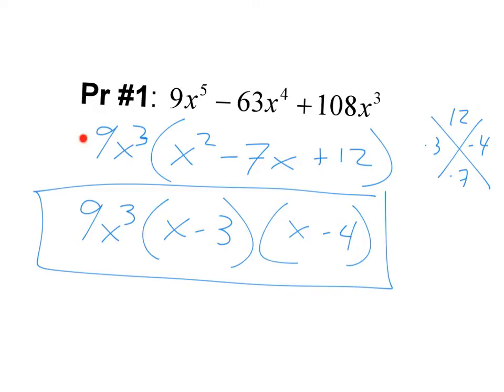Okay, so first I saw that I could take a 9x cubed out of every single term because 9 goes into all these numbers and x cubed goes into all these variables. The lowest degree that we have is x cubed. So when I take out a 9x cubed, what I have left is x squared minus 7x plus 12. I did my little x factor trick or star method and got x minus 3 and x minus 4. So that's it. It's all the way factored down.